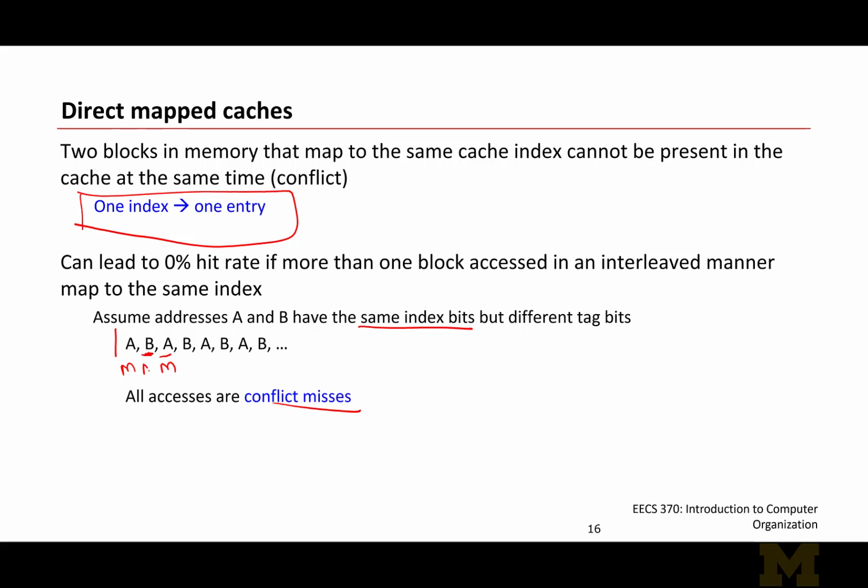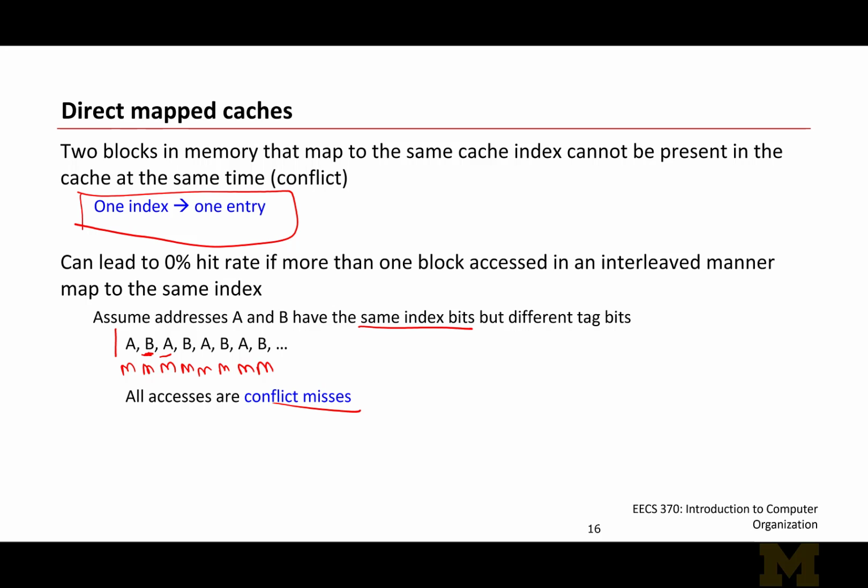First time I access B, that's a miss. But the second time I access A, it's also a miss because B kicked me out, right? And then second time I access B, that would also be a miss because A would have evicted B. So each one of these accesses ends up being a miss. So irrespective of your cache size, for this pathological reference pattern, you would have zero hit rate. This is a pathological pattern.